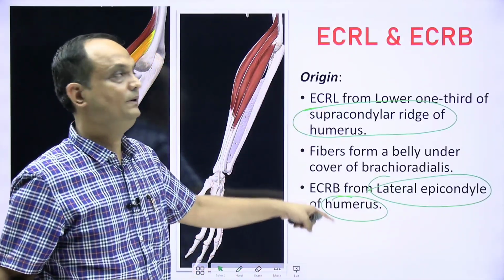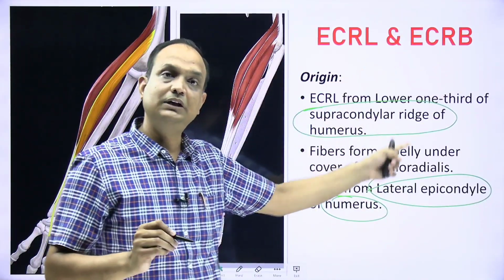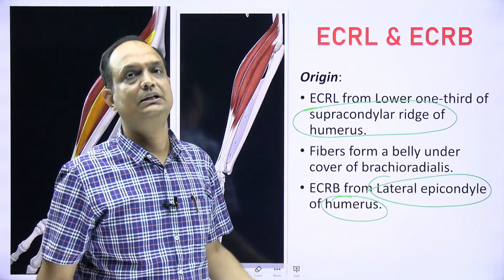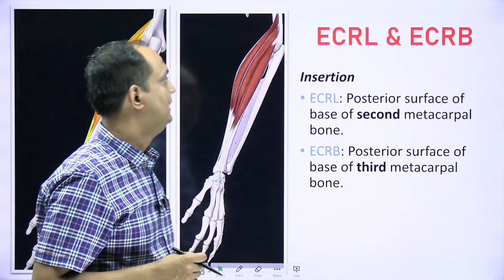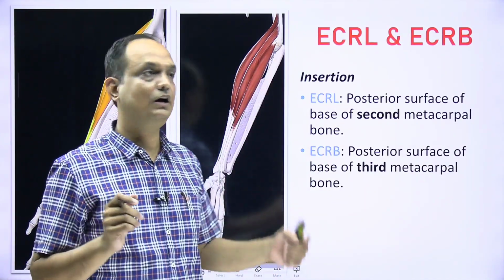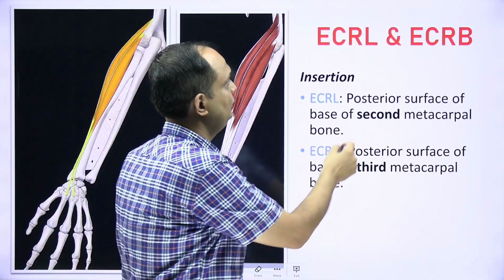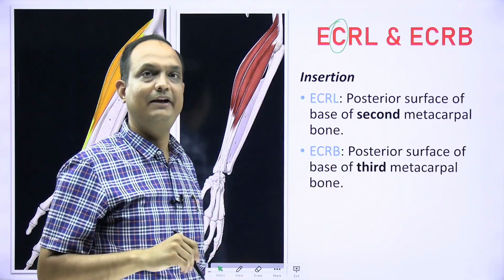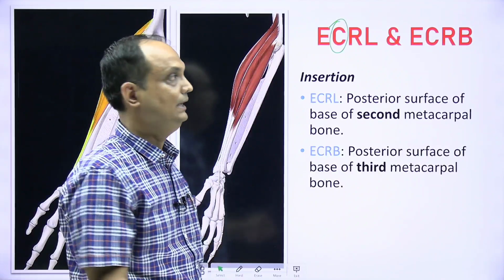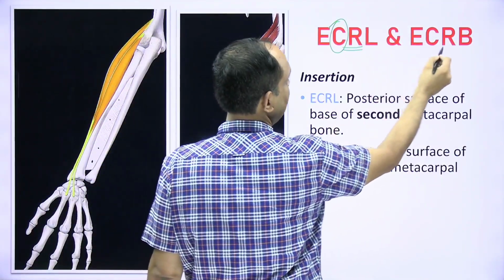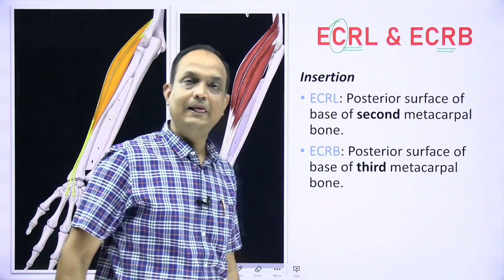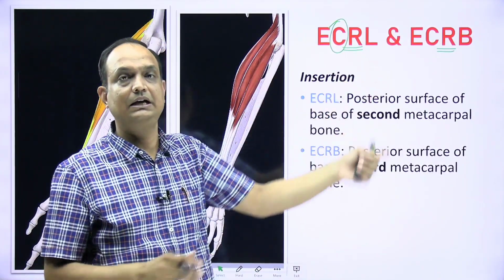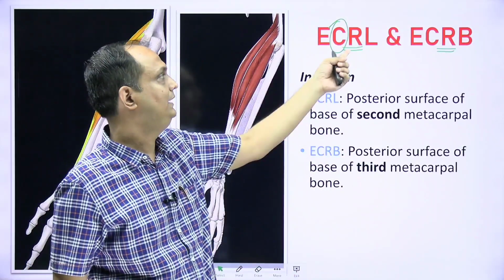So what is the difference between the longus and brevis origin? Both are coming from the humerus, but one is from the supracondylar ridge, another is from the lateral epicondyle. What is the insertion difference? Because these are going to insert into the carpal and metacarpal bones. That's why they have the word extensor carpi, and they lie on the radial side. That's why they have radialis. Clear? If they came on the ulnar side, then they should have the word ulnaris, but they are on the radial side, so they have the word radialis.